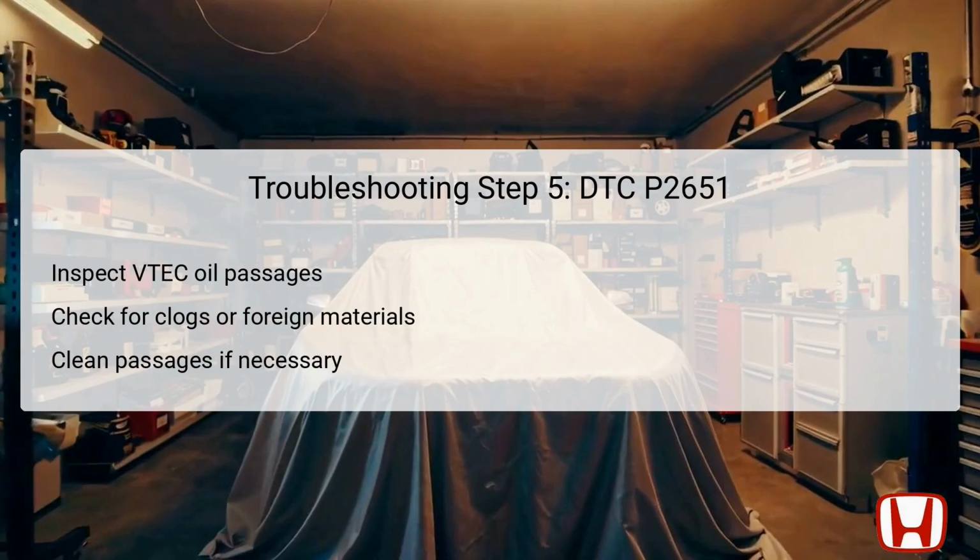The fifth troubleshooting step involves inspecting the VTEC system oil passages. It's crucial to check for any clogs, debris, or foreign materials that might obstruct oil flow. Such blockages can prevent the proper functioning of the VTEC system and lead to low pressure readings.